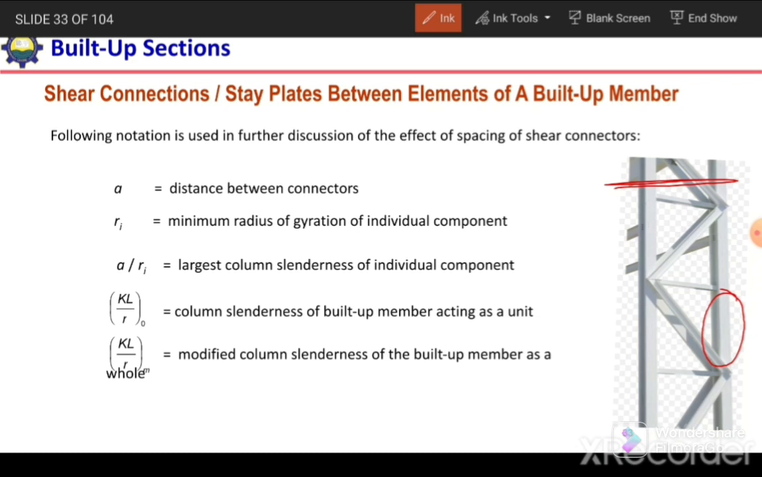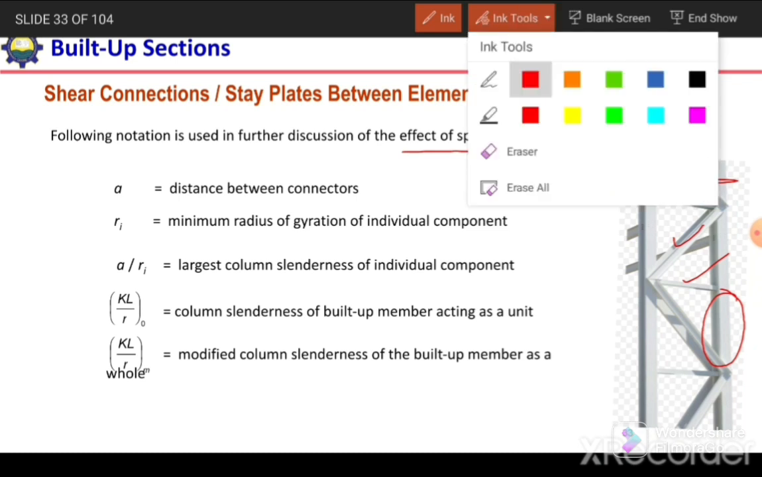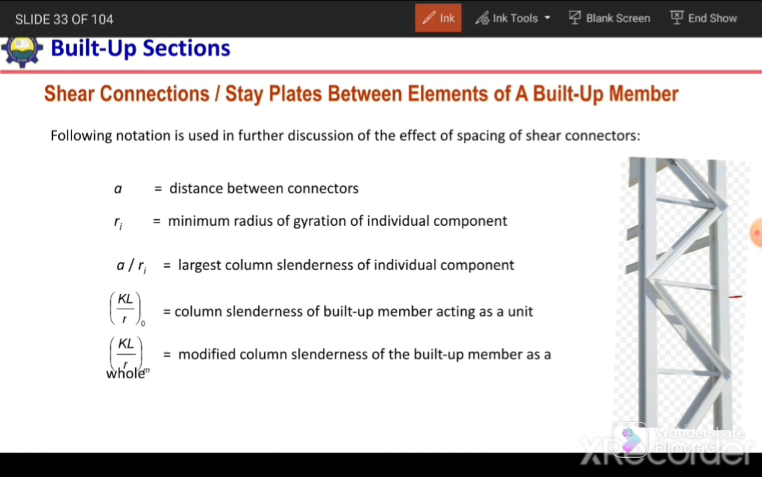So the following notations are used for the further discussion of the effect of spacing of shear connectors. We need to consider the modified slenderness ratio when we use this lacing element as well as these tie plates. Here a is the distance between connectors, the clear distance between the connectors. r_i is the minimum radius of gyration of the individual components. So if we see this C section, the minimum radius of gyration of this section. So a over r_i is the largest column slenderness ratio of the individual component.